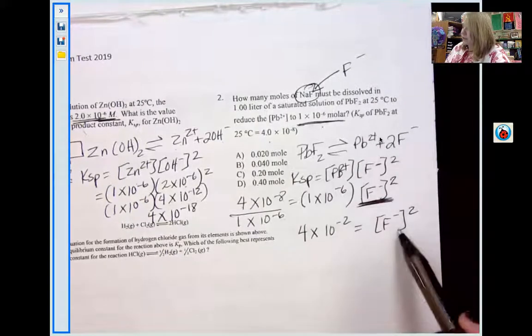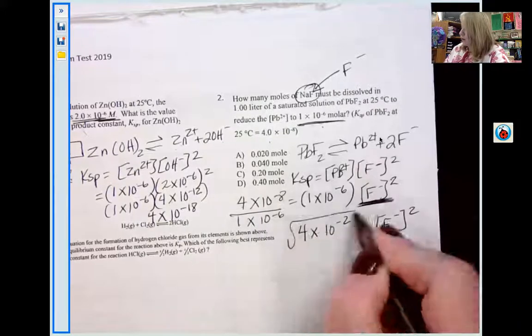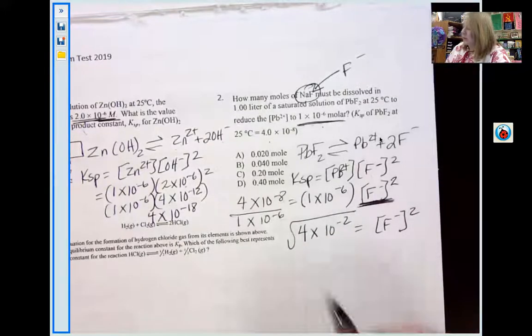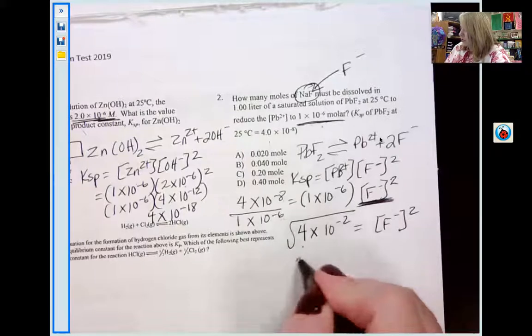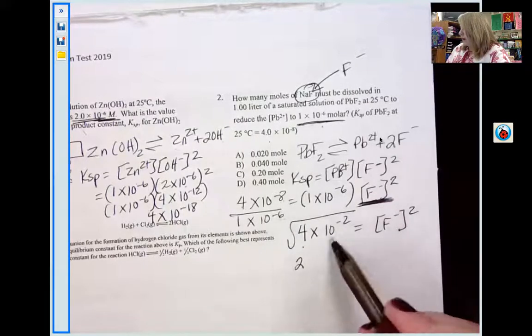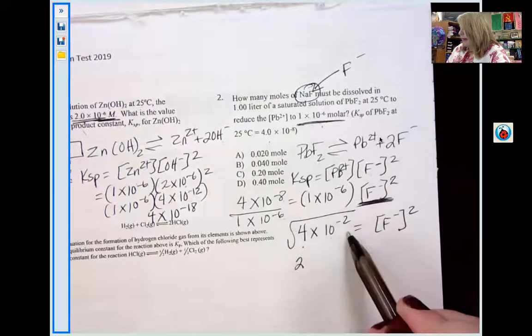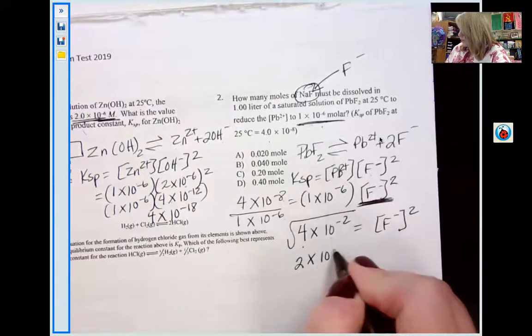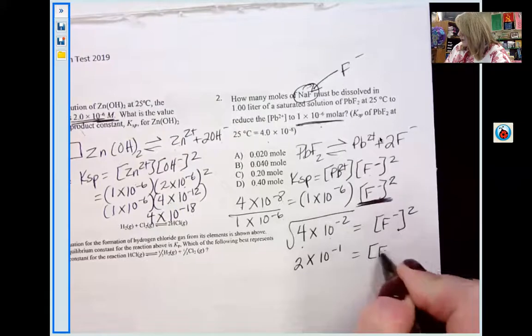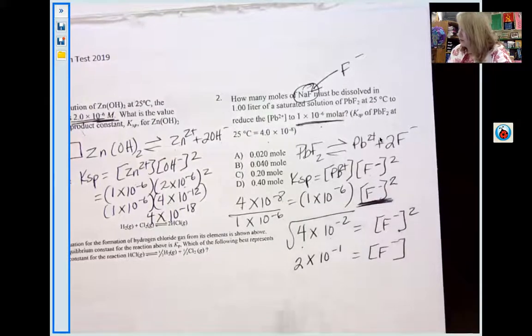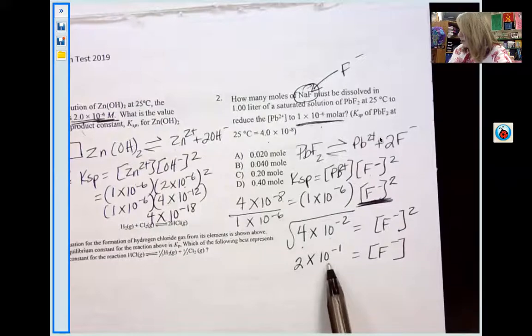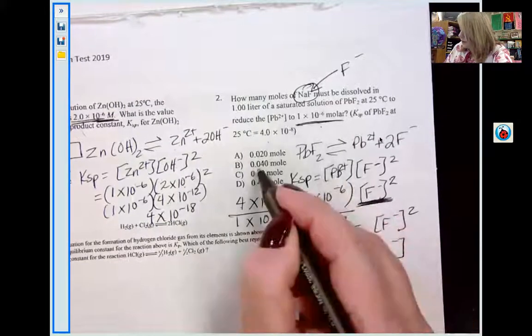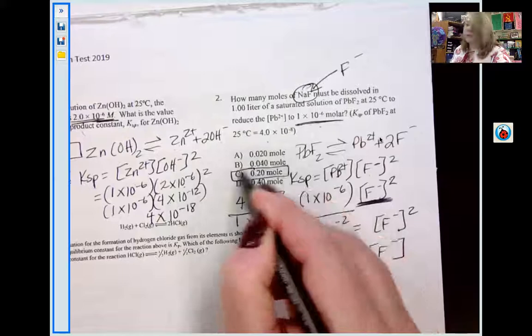But I need just F minus. So I'm going to take the square root of this. And when I take the square root of 4, that's 2. And then whenever I'm taking the square root, literally I'm halving that exponent, right? So that would be 2 times 10 to the negative 1. And that's your F minus amount right there. So we look up here and we find 2 times 10 to the negative 1. And that would correspond to the correct answer of C in that one.